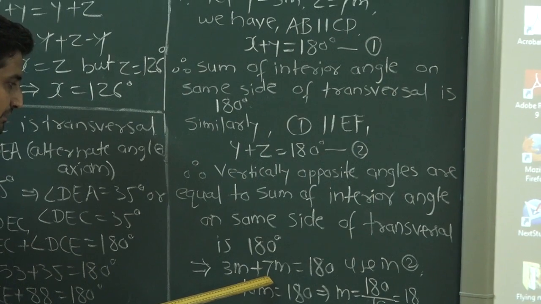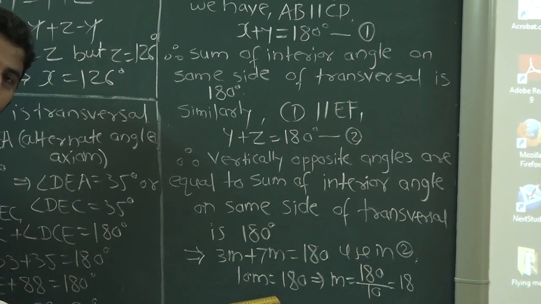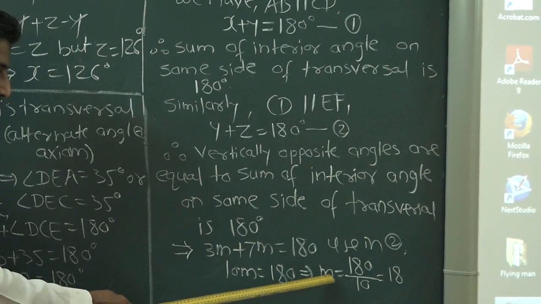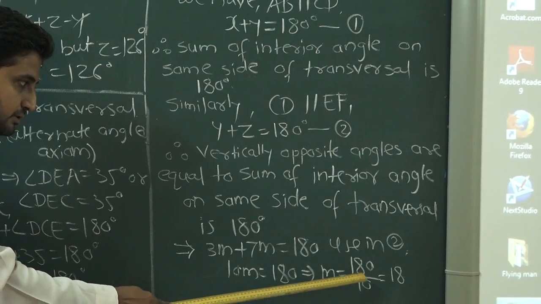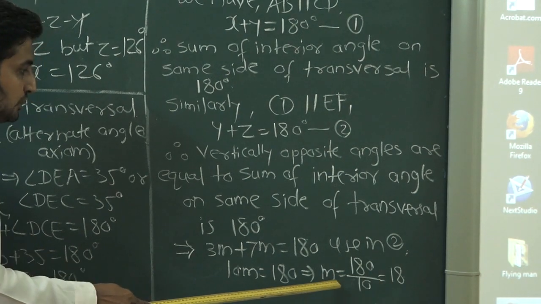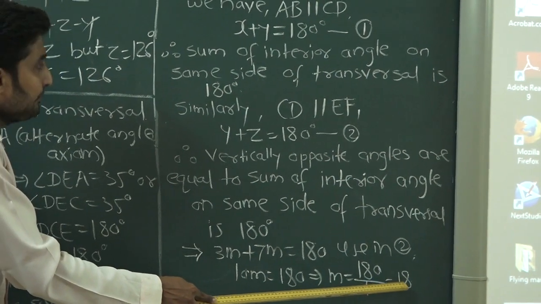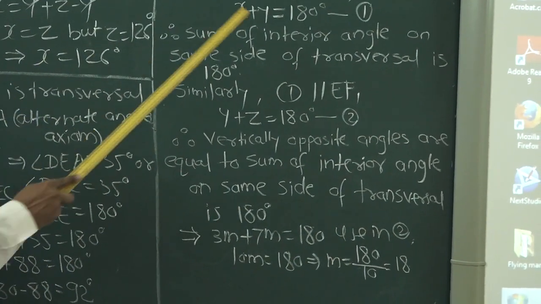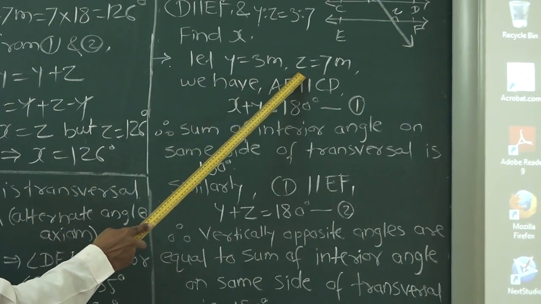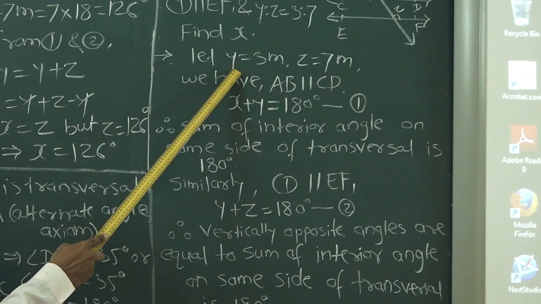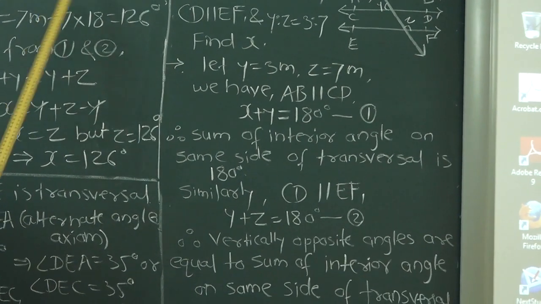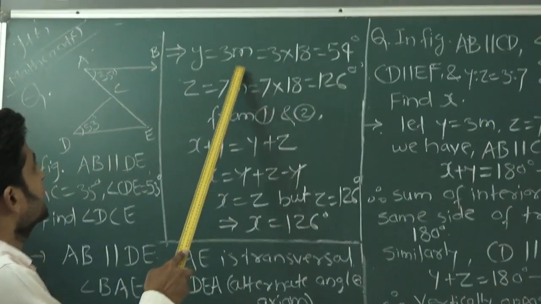So 3m plus 7m is equal to 10m is equal to 180, and if we shift this 10 to the division side, we get m as 180 upon 10. If we perform the division, the value of m becomes 18, right? So we get the exact value of m as 18. Now, if we are able to find the value of m, it is quite easy to find y and z respectively, right? So to find y, we have y equal to 3m, right? But what is m? We just found it here, it is 18. So it is 3 into 18.